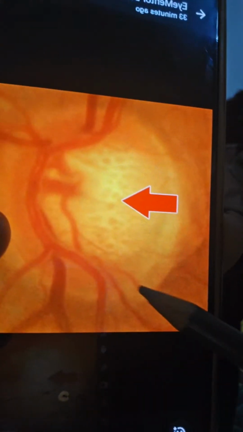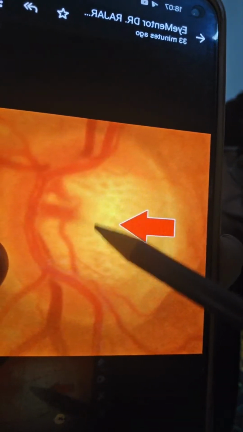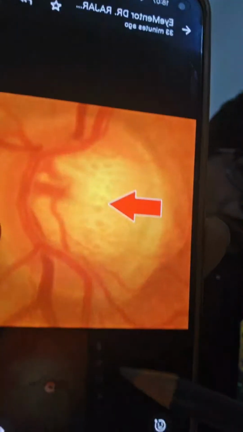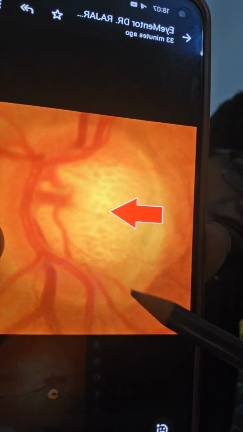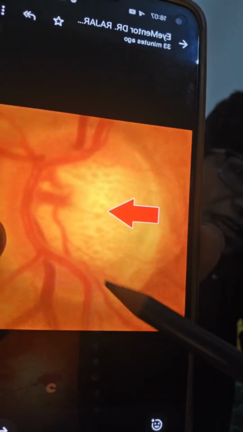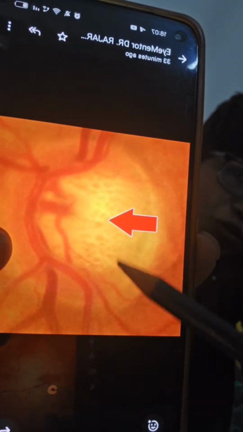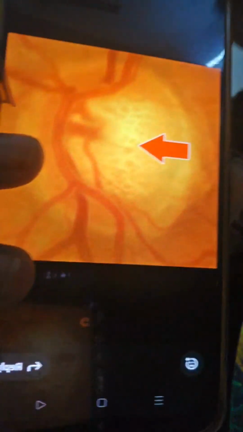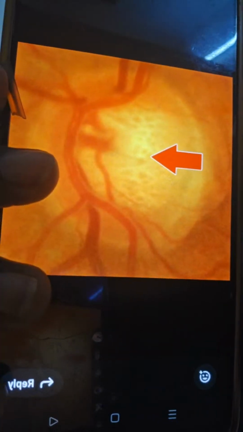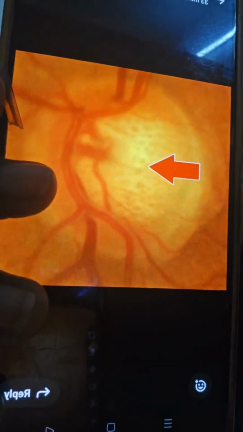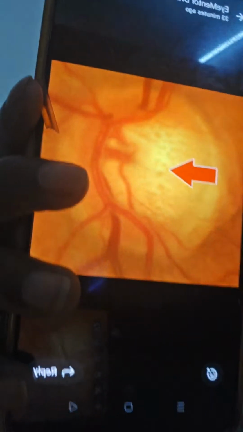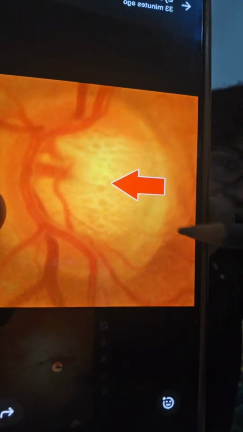Can you beautifully see the lamina cribrosa? Laminar dot sign, and can you see the bayoneting sign? Can you see the bayoneting, the sharp angulation of the vessel? In fact, it's a little shallow here, but yes. Can you see the increased CD ratio? The CD ratio, enlarged cup. The neuroretinal rim is so thinned out.